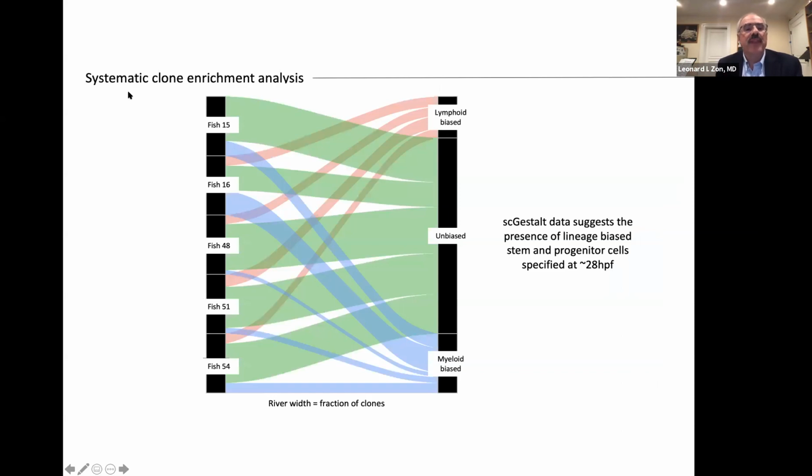So if we look here at a systematic clone analysis, this is just for 5 of the fish. And I'm just going to focus, let's say, on clone 48. You can see that many of the clones that come from clone 48 are unbiased. But there is a subset that's lymphoid biased, I should say. And there's also a subset that is myeloid biased. And so I think our data shows that there are long-lived fetal progenitors that persist into adulthood. And again, I would suggest that this is the population that ultimately is leading to pediatric leukemia.